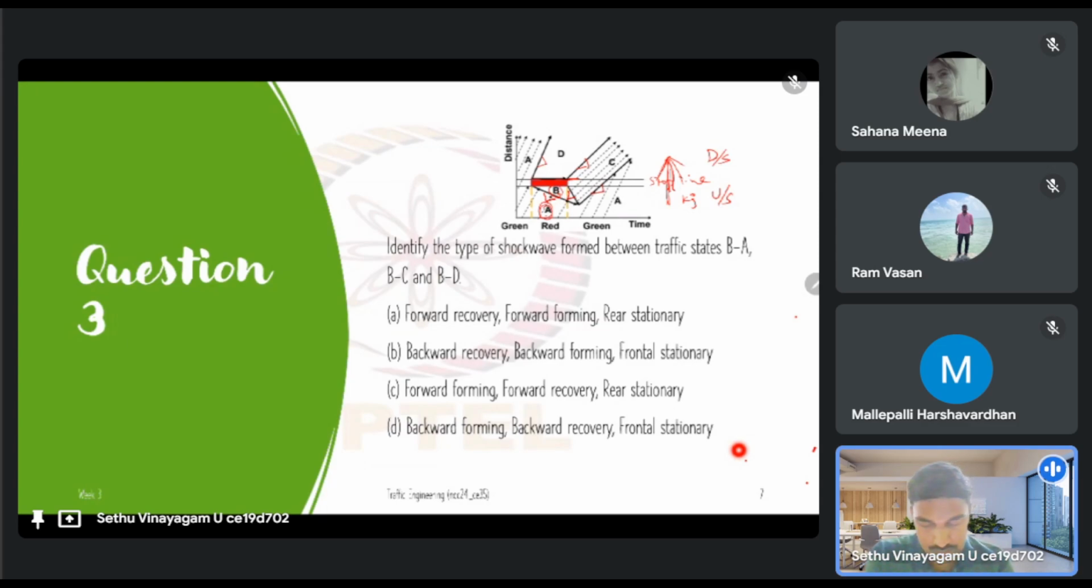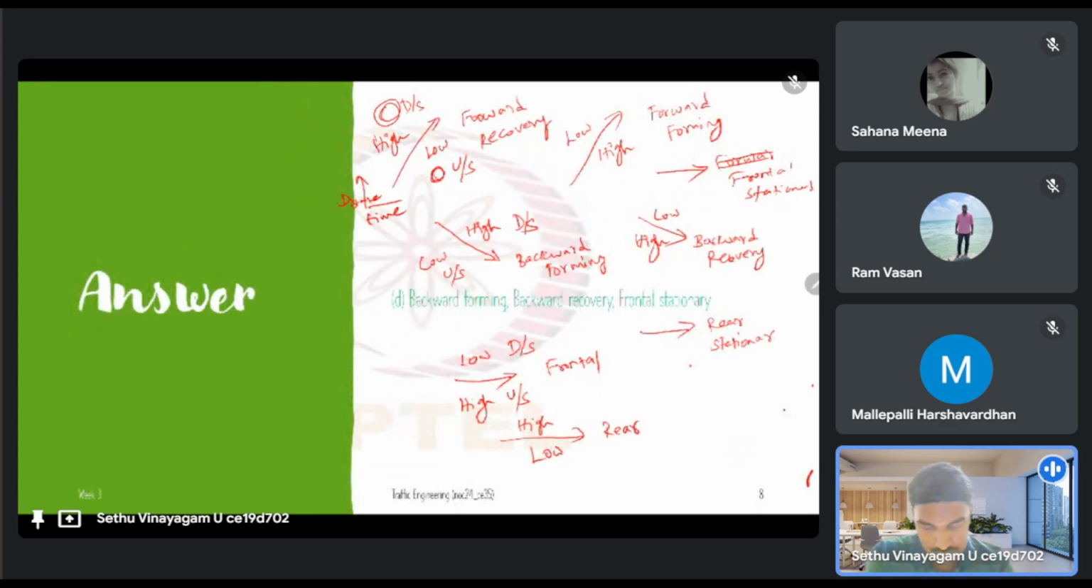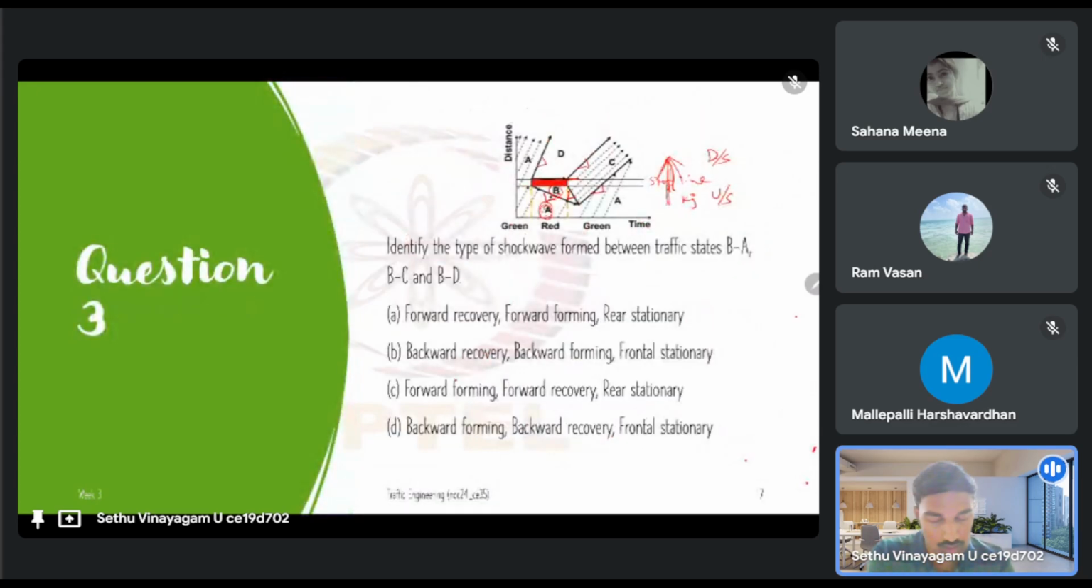So which case is it? That is basically this particular case, right? Here we have traffic state B and traffic state A. B is the jam density, so it is high, and A is the inflow, which is at a lower density compared to the jam density. Therefore, the shock wave that is formed is a backward forming shock wave. Okay, so that is for B and A.